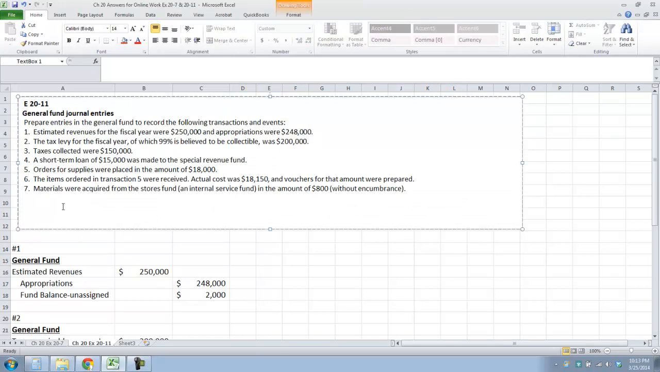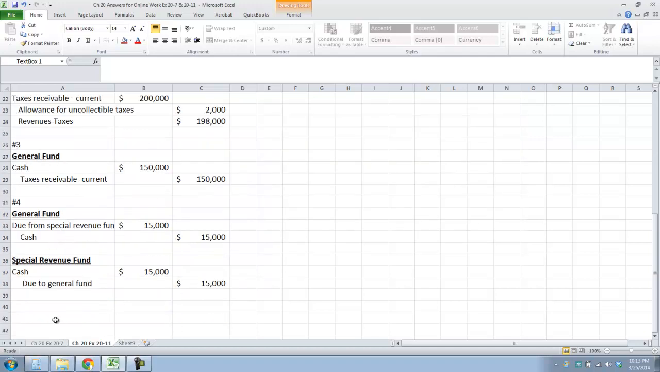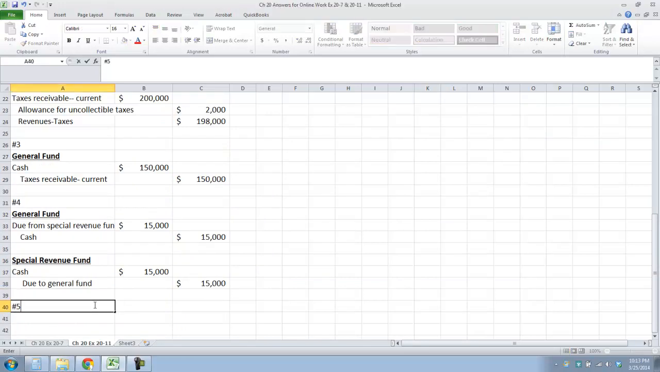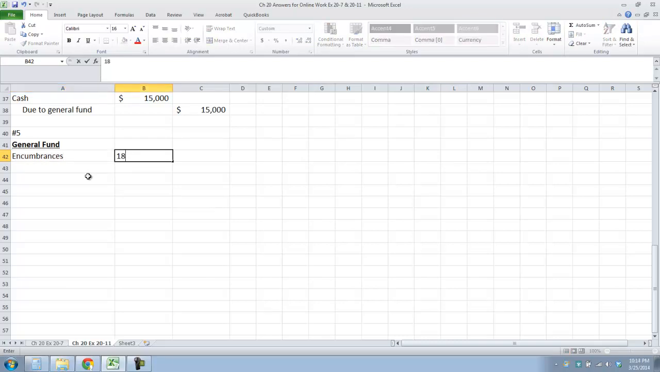Alright, now the next one. Ordered supplies were placed in the amount of $18,000. So we're going to order supplies in the amount of $18,000. We're going to be in the general fund. And when we order something, we're going to create an encumbrance. Encumbrances, 18,000. Reserved for encumbrances, 18,000.